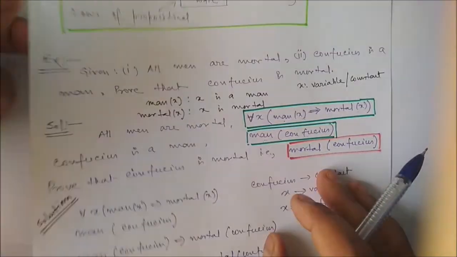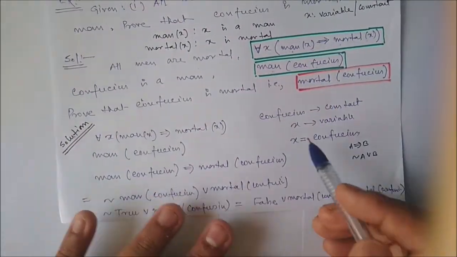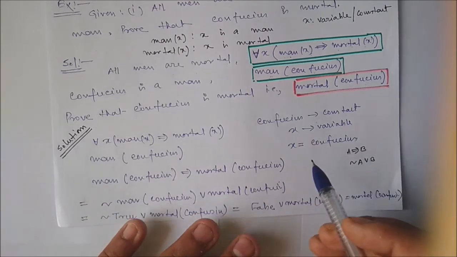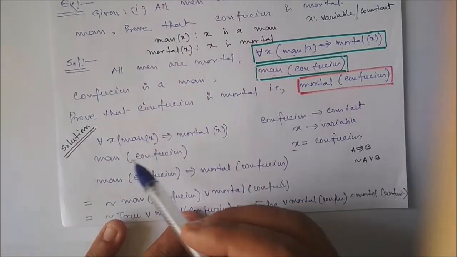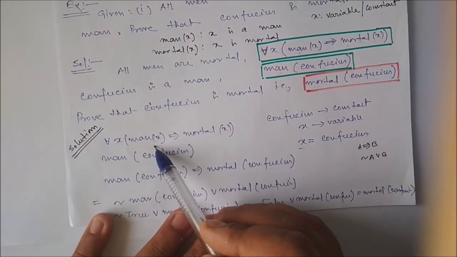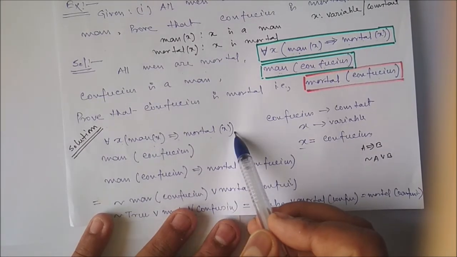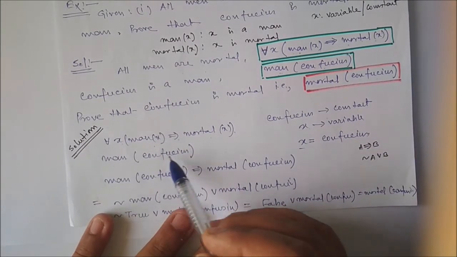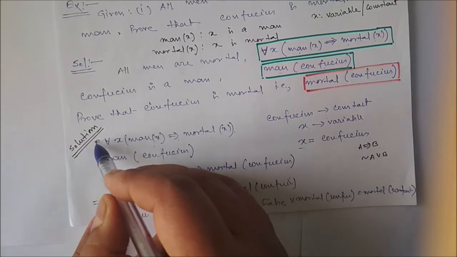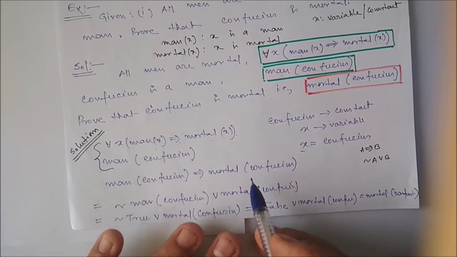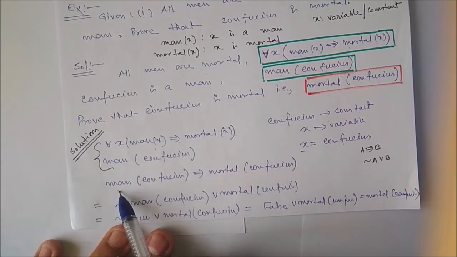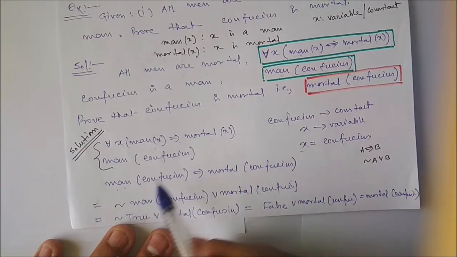Here Confucius is a constant but x is a variable. So for all x, Man(x) implies Mortal(x), and Man(Confucius). These two are the givens. So we can say Confucius is a man, and that means Confucius is mortal. So I can prove that.